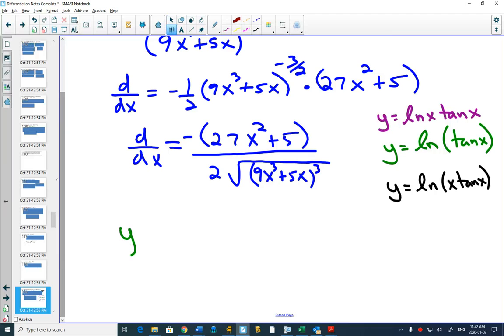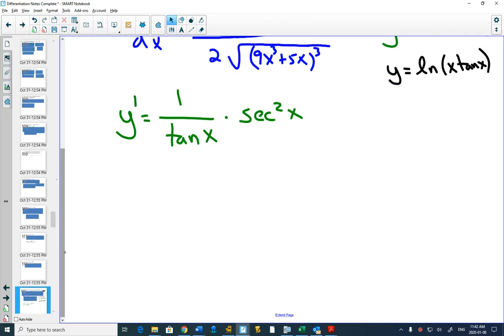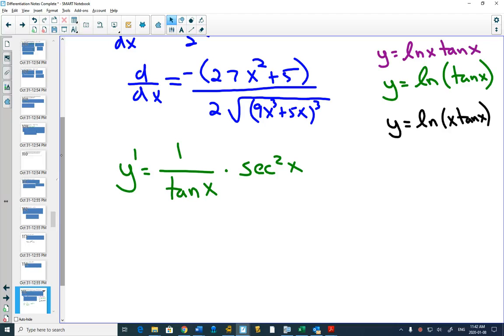So for the green one, if I was doing the derivative, do you remember the derivative of natural log? 1 over x. So the derivative of our outside function is 1 over, keep the inside the same, so it'll be 1 over tan x multiplied. Anyone remember the derivative of tan x? Secant squared x. So that's the answer to the green one. The answer to the purple one.